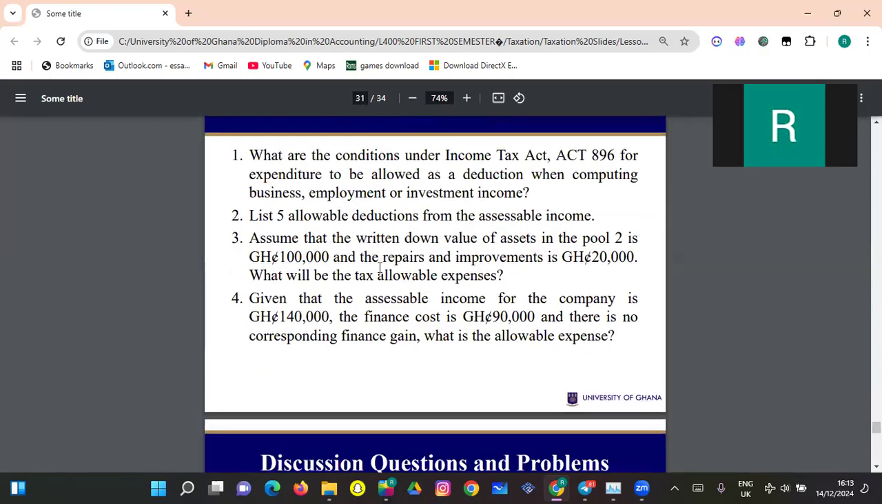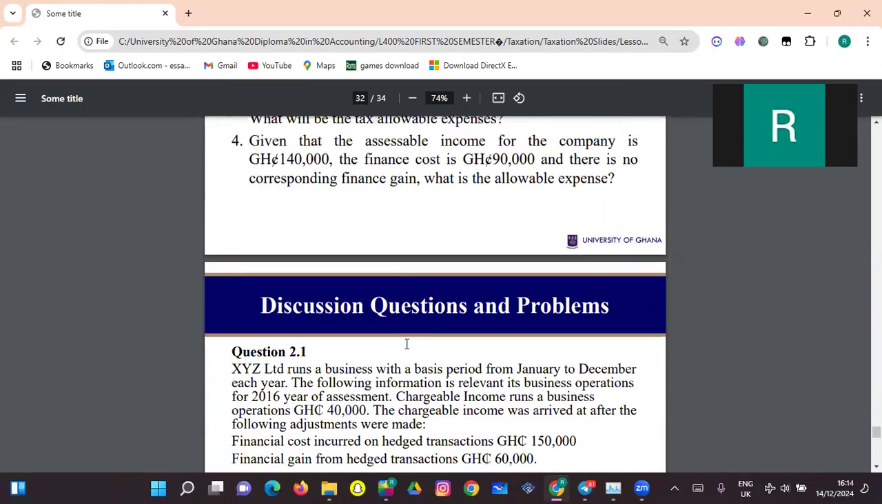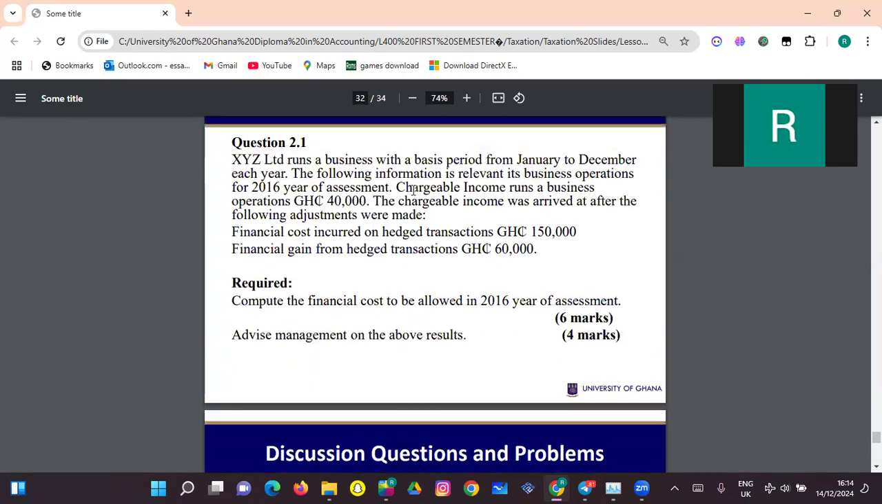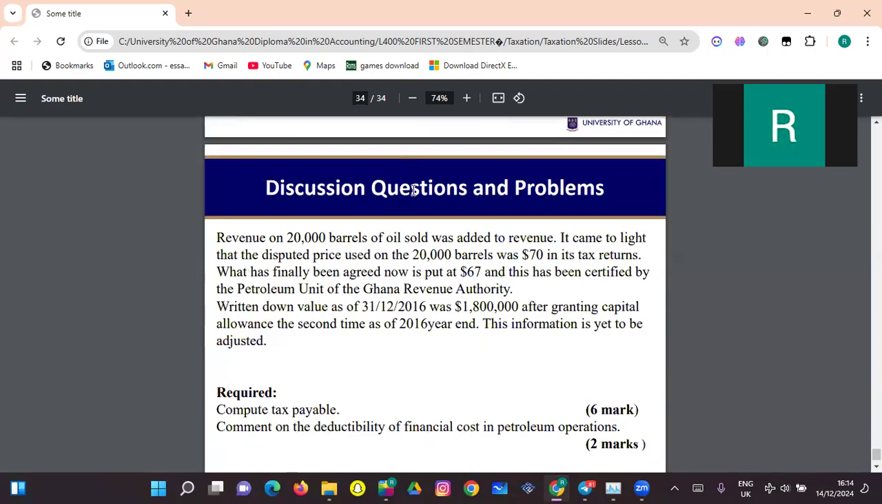Then here, assume that the written down value of an asset in pool 2 is 100,000 and repairs and improvements are 20,000. What will be the allowable expense? We just find 5% of the written down value and then we get the allowable tax expense. Then, given that the assessable income for a company is 140,000, for the finance cost, we just find 50% of the net income, plus the financial gain, since there is no financial gain here. Right, so these are some things we can try out when we are less busy.